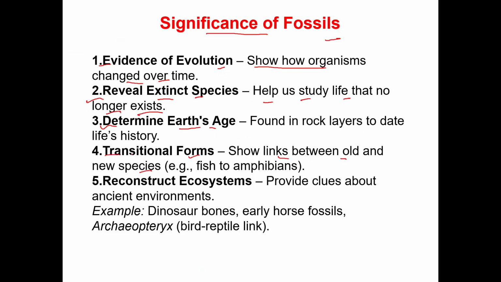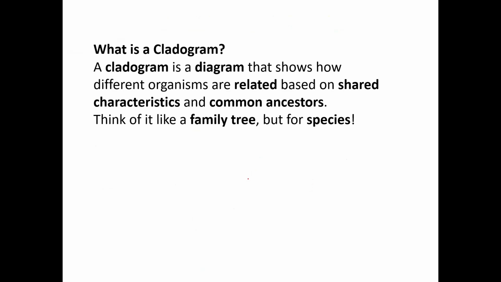So these are transitional forms, fish to amphibian, how fish evolve and convert into amphibians. Fossils reconstruct ecosystems and provide clues about the ancient environment. So it provides proof of evolution, basically, fossils.